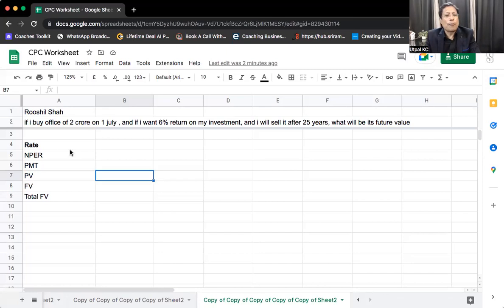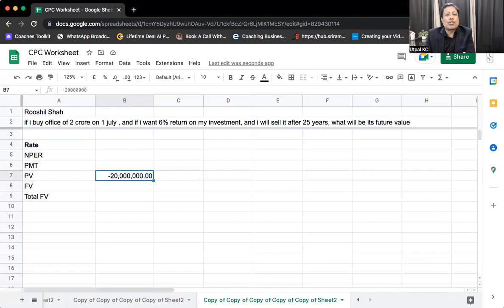Now you see, you are investing 2 crores rupees. Now this will be minus 2 crores. Getting it? Rushil sir, you have invested 2 crores rupees.